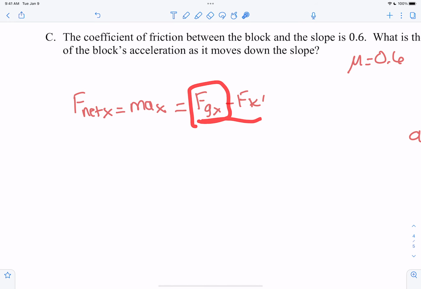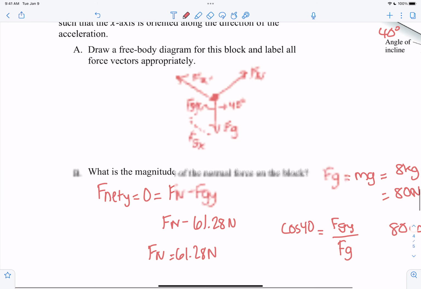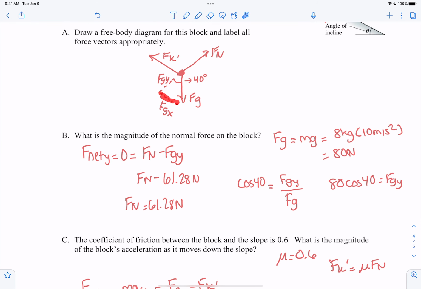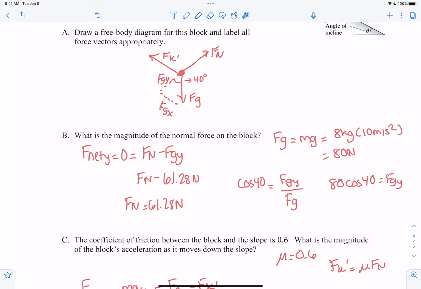In order to figure out what FGX is, I can use my trigonometric functions. Okay, well, FGX, we have this angle here that's opposite to the angle, and we have this hypotenuse, which is FG. So if I do sine 40 is equal to FGX divided by FG, that's opposite over hypotenuse, right? Sine 40 is equal to opposite over hypotenuse. And that's when you would use your trig functions to figure out unknown forces.